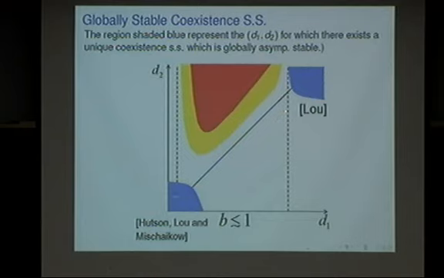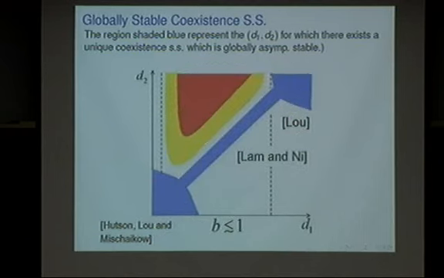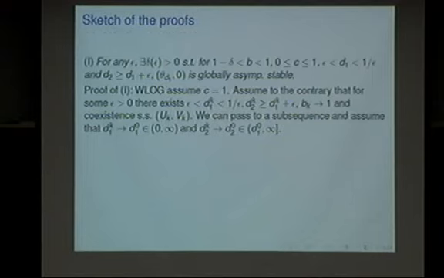So this region was proved by Hudson, Low, and Mishaikov. This is proved by Low. And what we did was we connected the two along the diagonal. So on the blue region, we have a coexistence steady state which is globally asymptotically stable. On the red region, it is the opposite. Of course, we don't know everything in between. All right, so that's roughly the situation up to this point, and maybe I will skip the proofs.